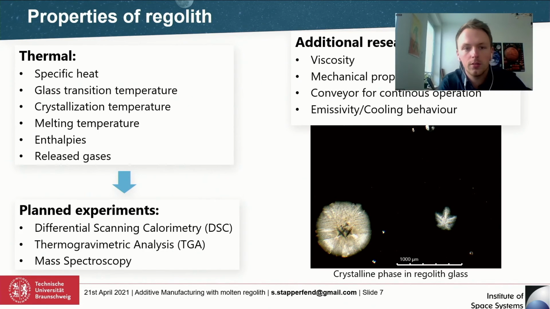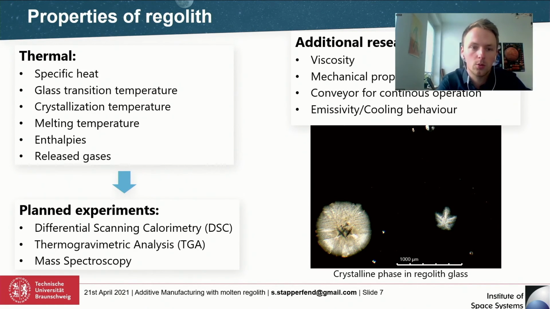My last slide is the properties of regoliths that we want to characterize, especially for our simulants. As we are talking about molten lunar regoliths, of course, we want to have the thermal properties. These are not really researched that deeply right now, and we want to tackle that a little bit.